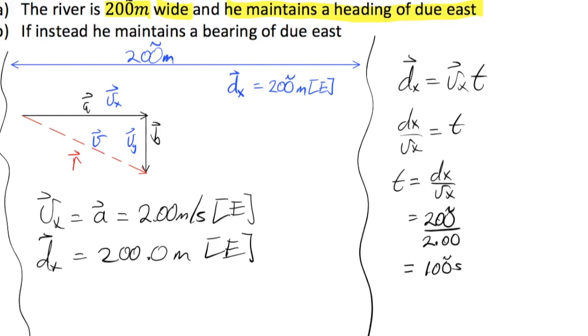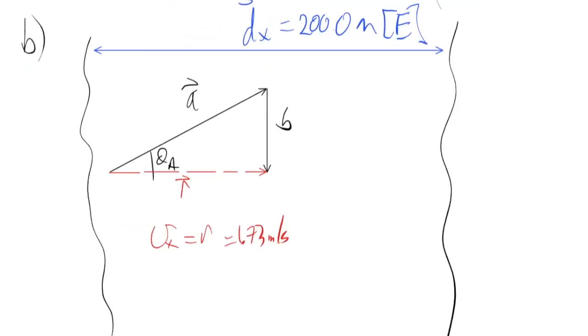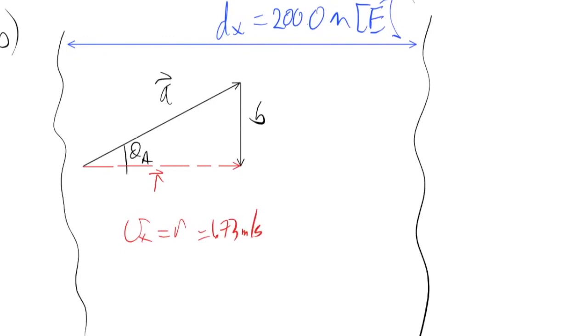Because in part B, that's when he maintained a bearing of due east. In part B, the geometry changed. So now when we look at the diagram, we have to look at which vector of these three vectors is along the x-axis. The displacement is still along the x. And now our x component of the velocity is actually the resultant, not vector A. So really, it's about looking at the diagram. Whichever vector is on the same axis as our displacement, that is the one that we choose. So in this case, our Vx is our resultant value, which is 1.73 meters per second and towards the east.